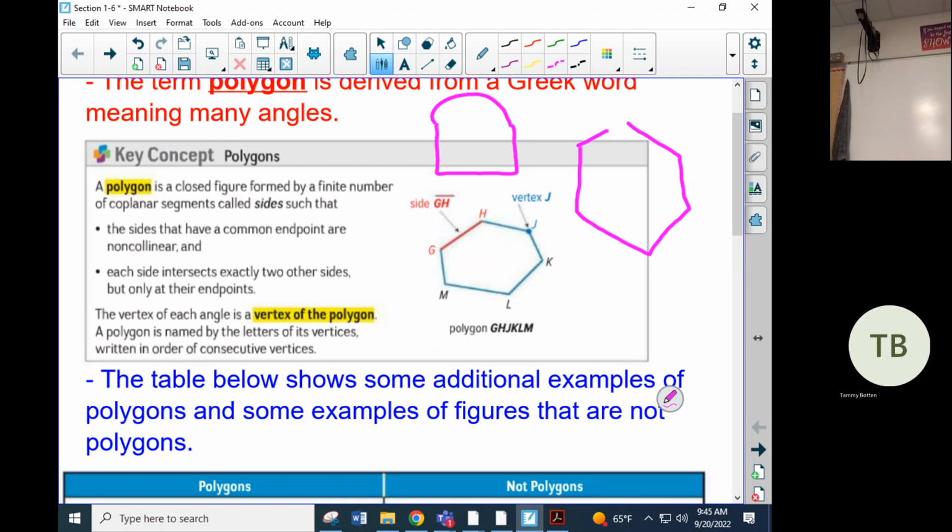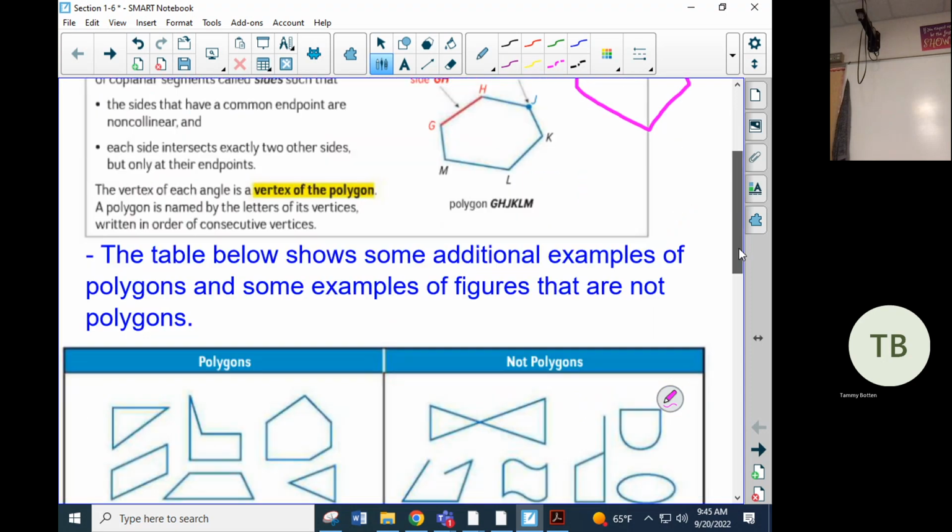When you go to name a polygon, you can start at any point and you can go either counterclockwise or clockwise. So there's many, many different ways you can name this. You just start at a point and you'd either go clockwise or you could name it going counterclockwise. So I could say polygon GMLKJH or GHJKLM, any point, and you can go either direction.